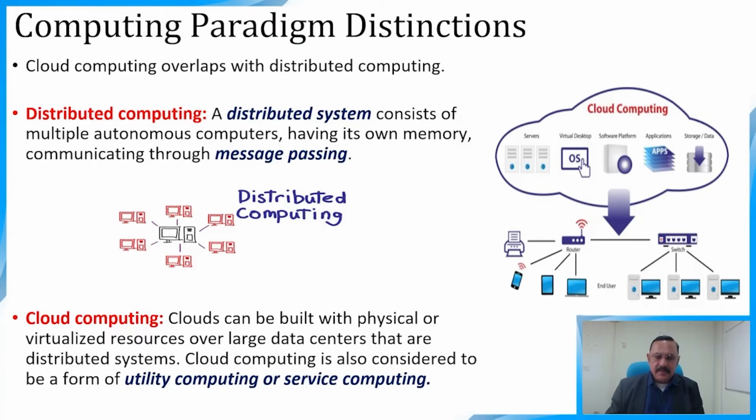So, if you can see the difference, distributed computing is nothing but distributed systems, where autonomous computers connected with a network, having their own memory, communicate with each other using messages or message passing. This message passing system, used to communicate across multiple autonomous computers, forms distributed computing. Similarly, clouds can be built with physical or virtualized resources over large data centers that are distributed systems. When this entire distributed system is virtualized, it gives virtualized resources built with large data centers. So, cloud computing is in that way considered a form of utility computing or service computing.